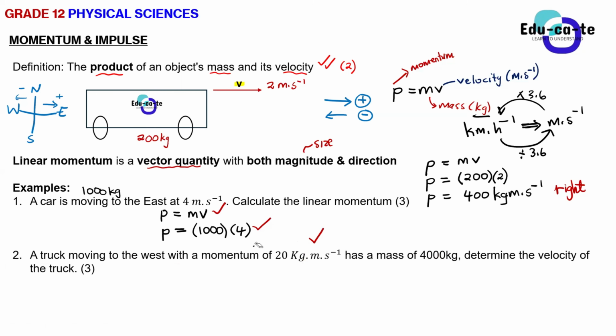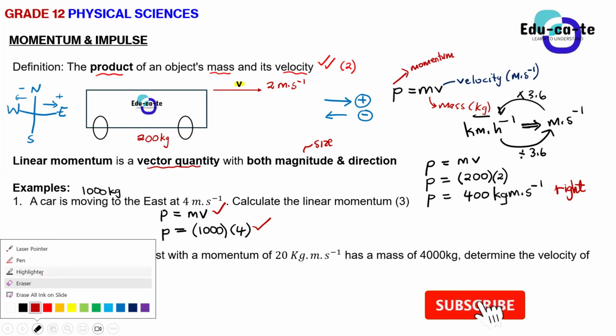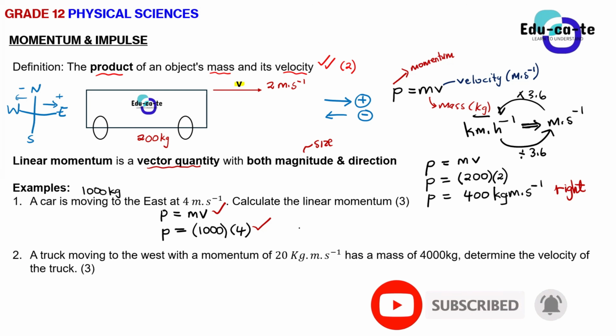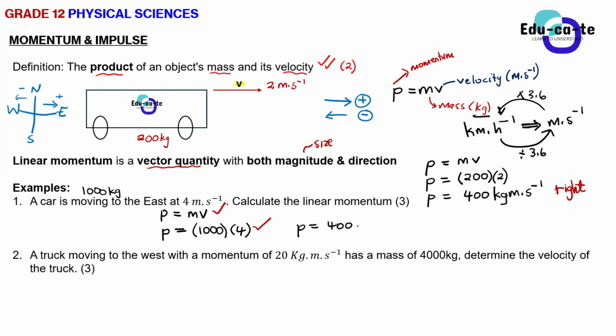Yes. Okay. So now we are given this truck. Let's analyze, where is the truck going, guys? West. It's going to the west, right? Okay. All right. So now, what is going to be our momentum? Let's write our formula. P is equal to M times V. That's momentum is equal to the product of mass and velocity.